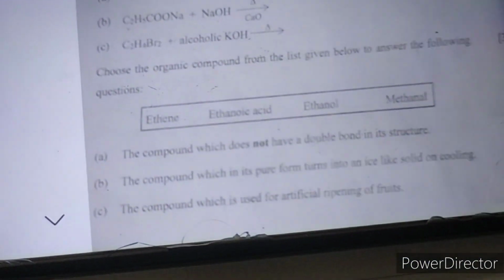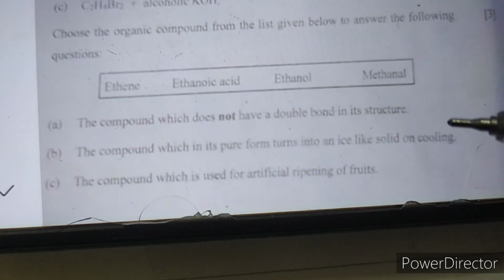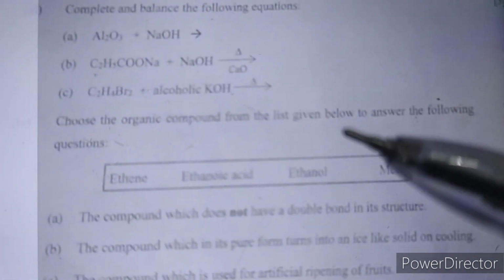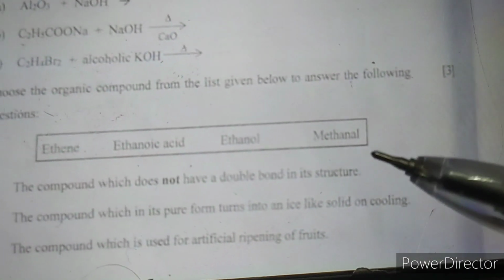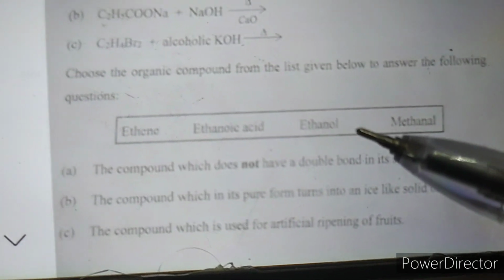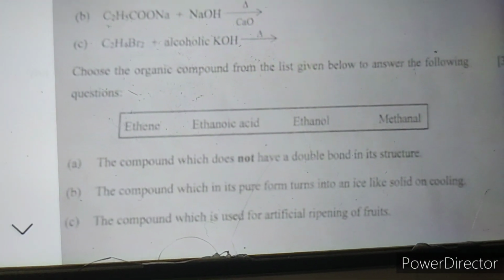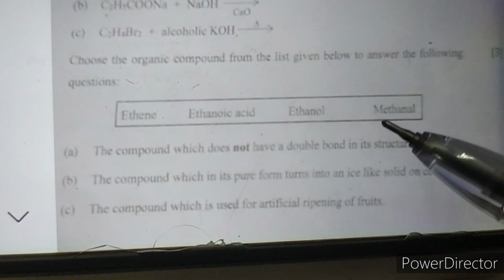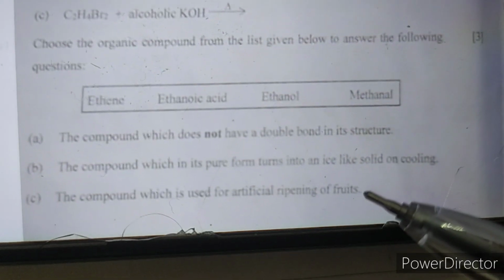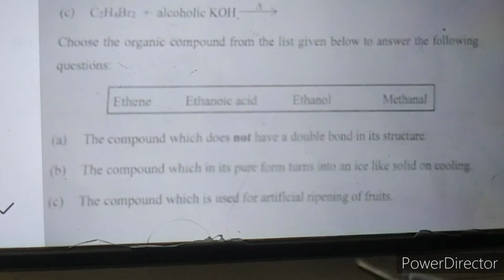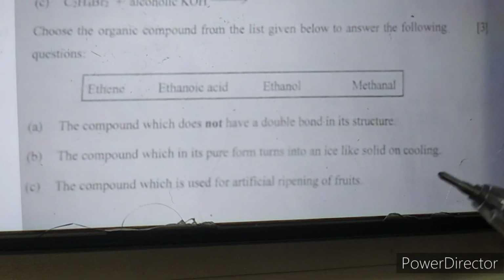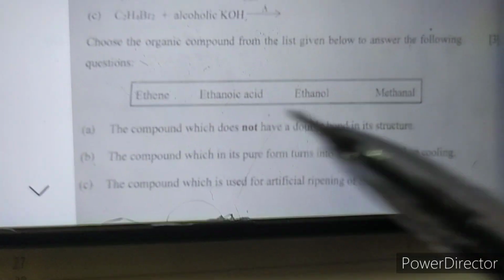Next you have to identify the compound from the options given. The compound which does not have a double bond is ethanol. Why? Because ethene has a double bond, ethanoic acid has COOH, again a double bond, methanal CHO, again a double bond, and ethanol has OH, in which O is shared on one side with carbon and on the other side with hydrogen. So it does not have a double bond. So answer A is ethanol. Second, the compound which turns into ice-like solid on cooling is ethanoic acid, also called glacial acetic acid. The compound which is used for artificial ripening of fruits is ethene or ethylene.